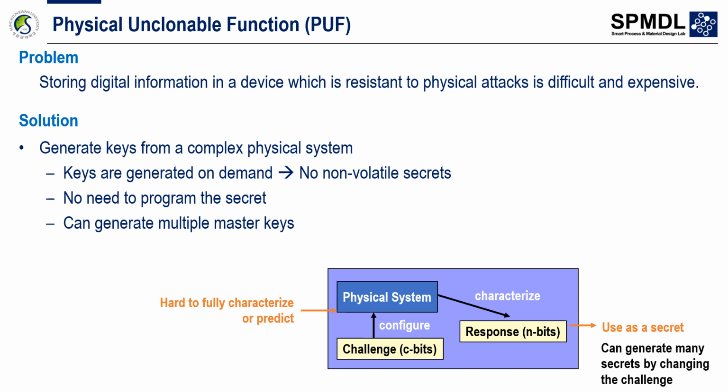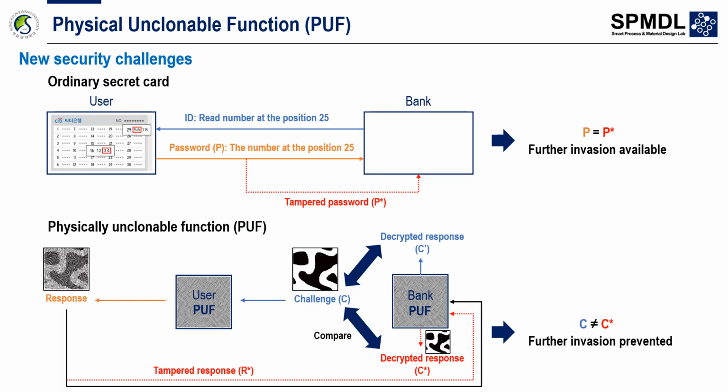A PUF is a type of physical security material. It generates output based on its unique physical properties, not through programming. For example, imagine a scenario where a user wants to transfer money from their bank account. In the past, we would need to use a security card, in other words, an ID password system. But if an attacker were to tamper with the pre-generated ID password pair, the authentication system would be invaded.